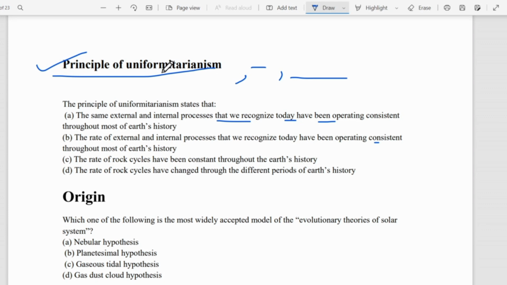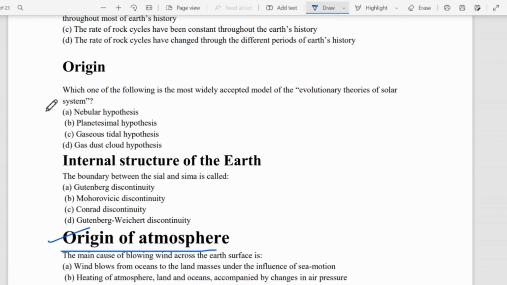So it states that the same external and internal processes that we recognize today have been operating consistently throughout most of the Earth's history. Okay. Next, this topic is origin. So, which question have they made out of this topic? Which one of the following is the most widely accepted model of the evolutionary theories of the solar system? Okay. So it is the nebular hypothesis.